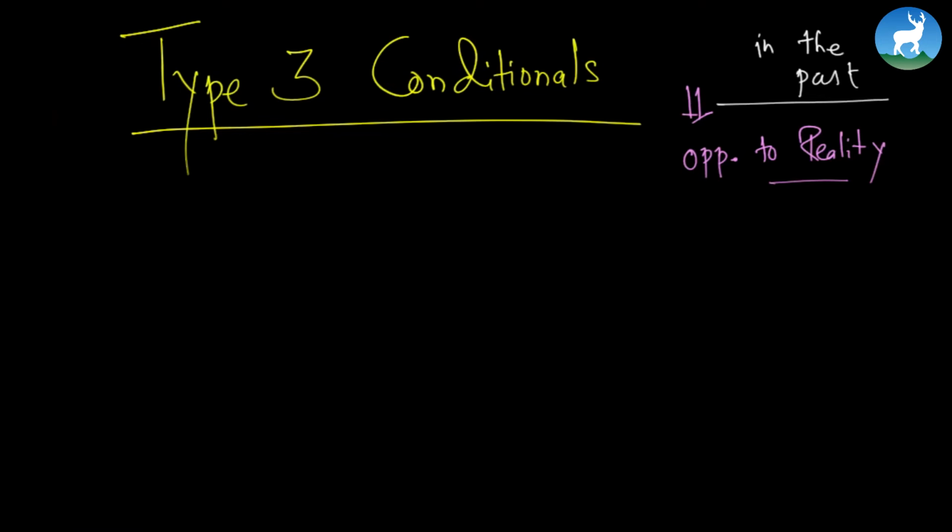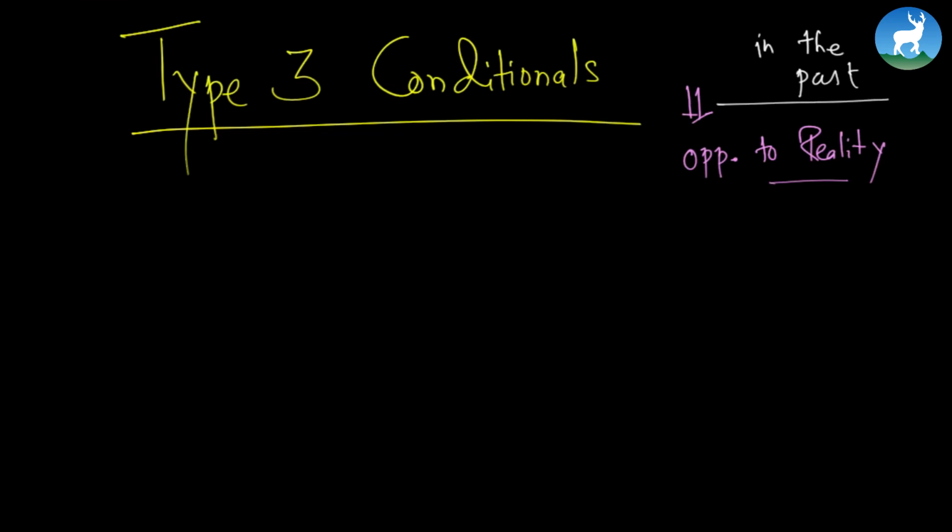Whenever we use type 3 conditionals, we are talking about the past. We are no longer talking about here and now, about the present time. So we are always talking about the past. And the situation is opposite to reality. It is something that cannot be done in the present time. So keep that in mind. The facts it is based on are the opposite of what is expressed.